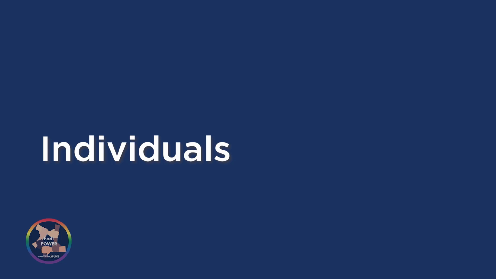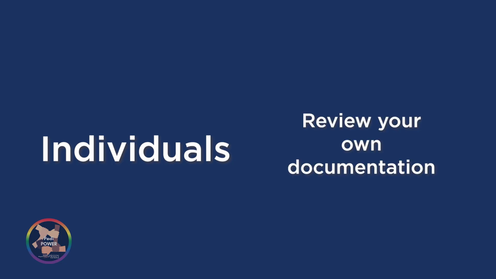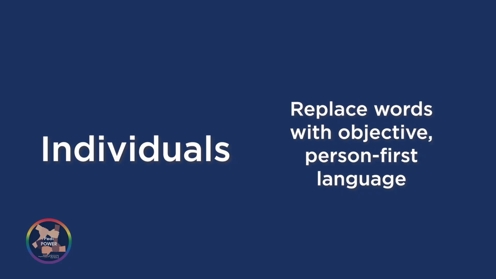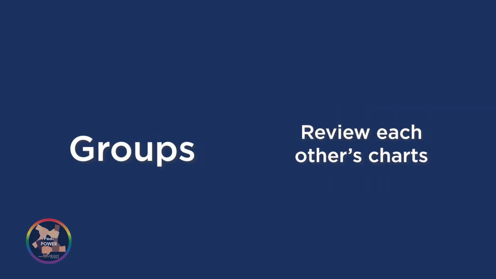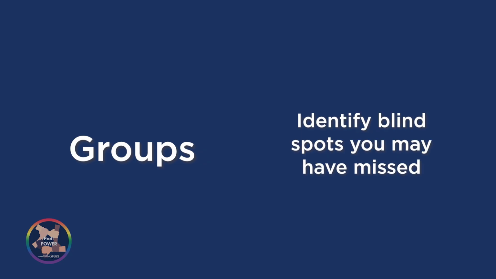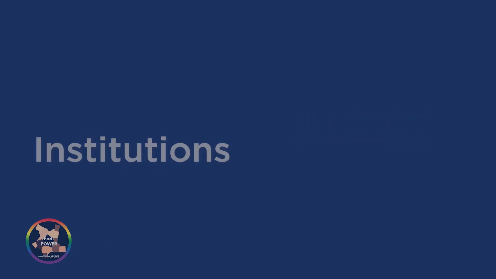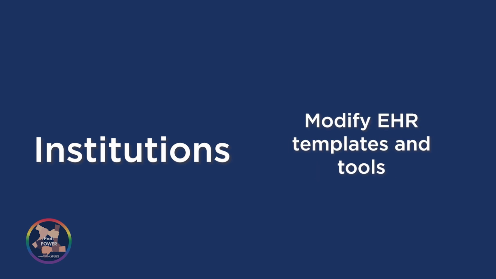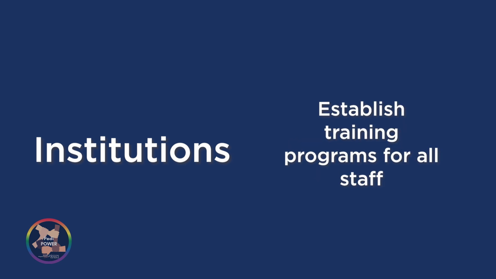Today, I challenge you to make a change you can do on your own. Review your own documentation. Look for one instance where you can replace stigmatizing language with objective, person-first language. Just one. And notice how that small change can shift your entire approach to patient care. To make a change with minimal collaboration, partner with 1 to 2 colleagues and review each other's charts to identify instances of stigmatizing language you may have overlooked. And on the institutional level, consider implementing documentation guidelines, electronic health record modifications, and training programs.